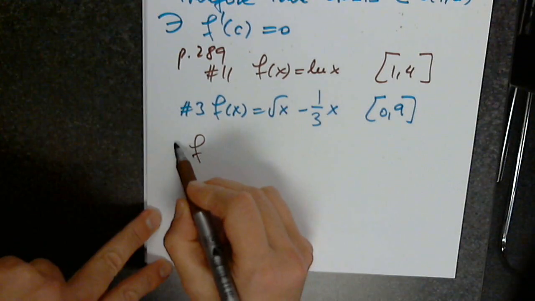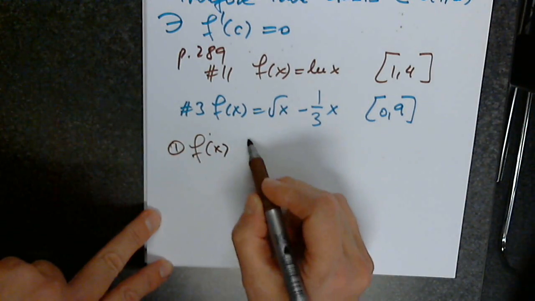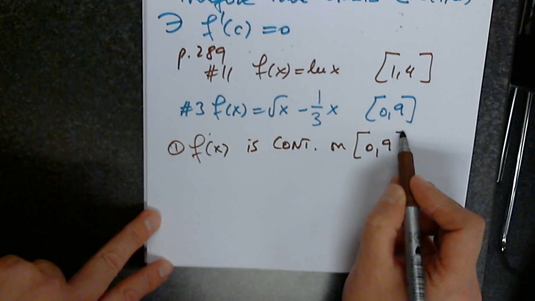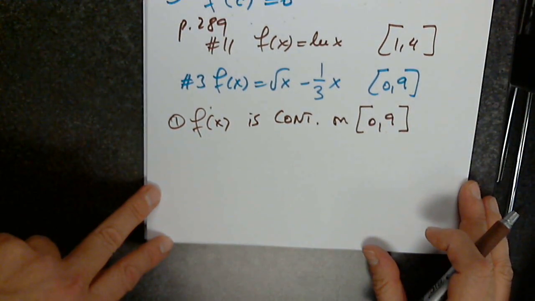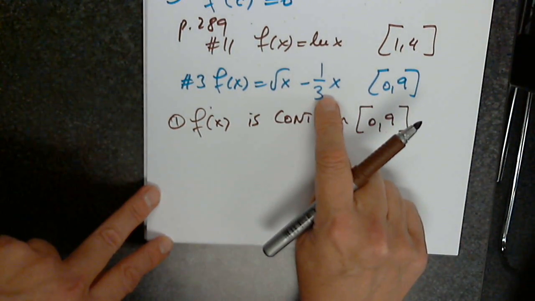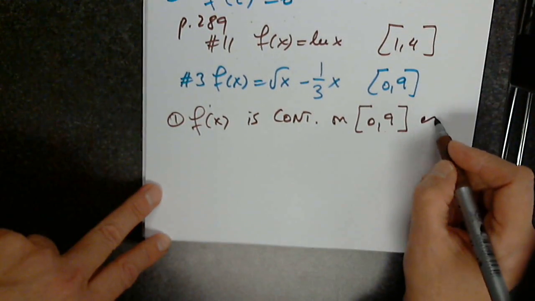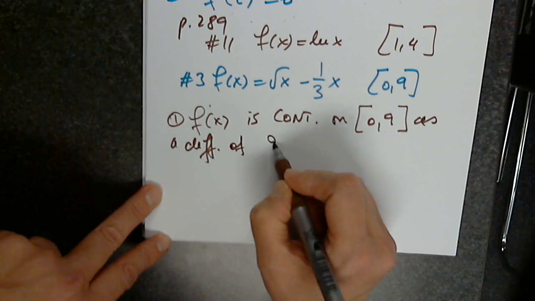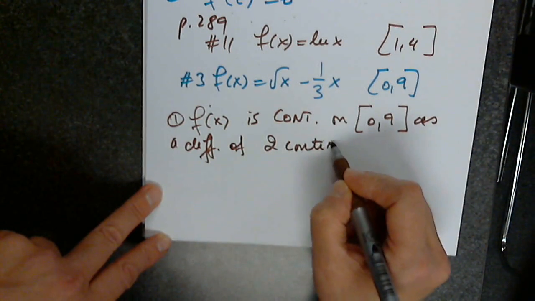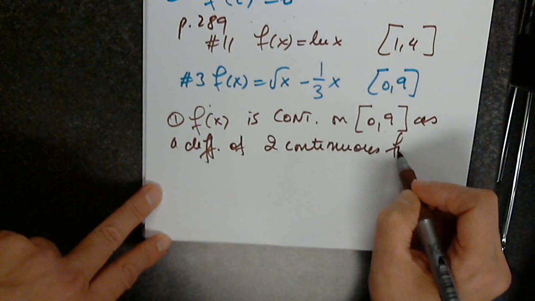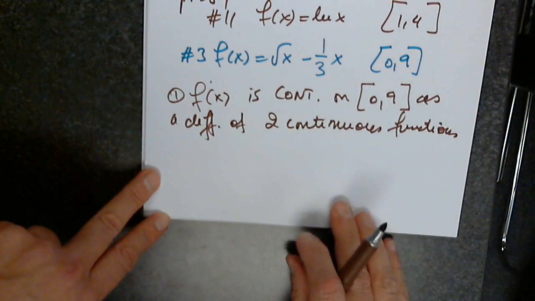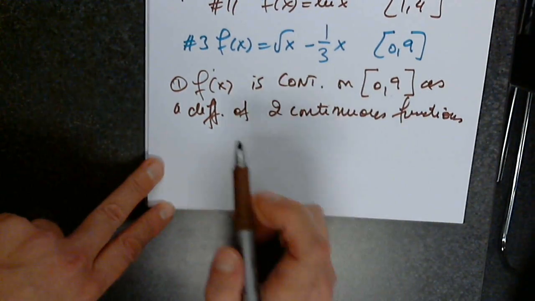Yes. How do I know, number one, that f of x is continuous on the interval [0, 9]? Very good. And this is a linear function, continuous everywhere, as a difference of 2 continuous functions, square root and linear, on the interval. Excellent.